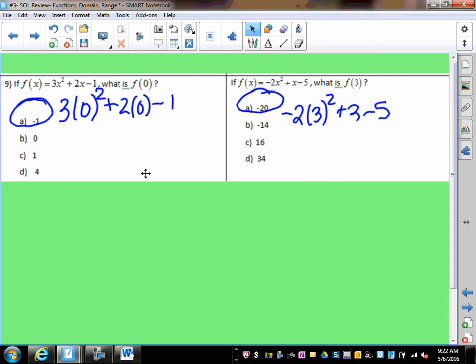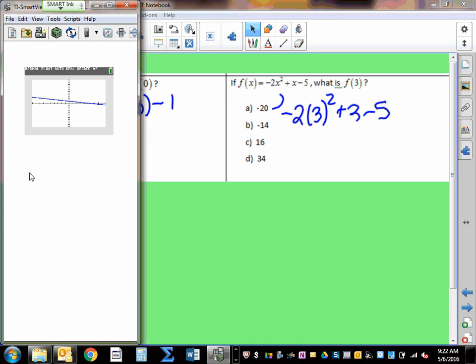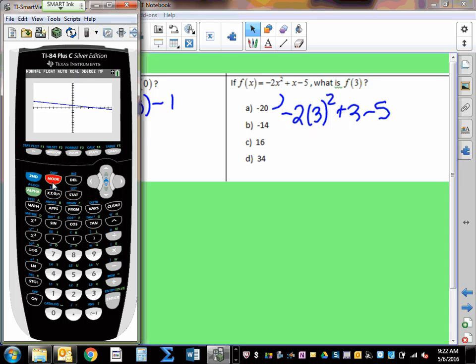Okay, so when we put into our calculator, do we agree that it's negative 2 times 3 squared plus 3 minus 5? Do we agree with that? Okay, so when I punch this in, I have negative 2 times parentheses 3 parentheses squared plus 3 minus 5. What do we get? Negative 20. So make sure we match up. We have our negative 2 in front, and we have minus 5.